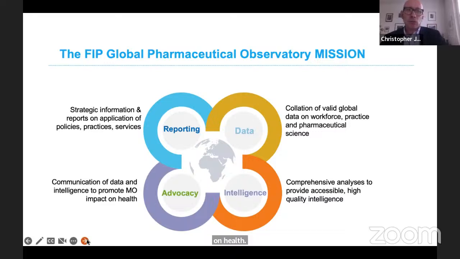This communication will often be via the FIP Atlas, which is our visualization platform for displaying our data and intelligence across the globe. And finally, we will produce evidence-based strategic information reports and guidance on the application of pharmaceutical science, policies, practices, and services.